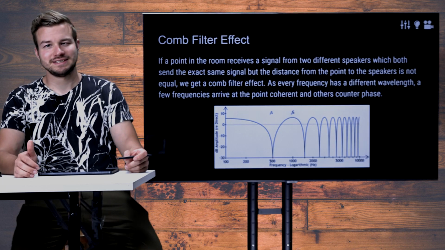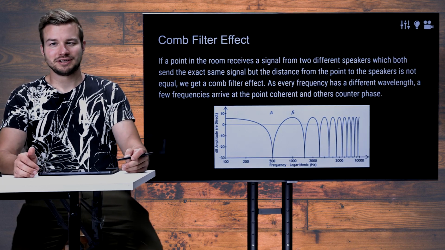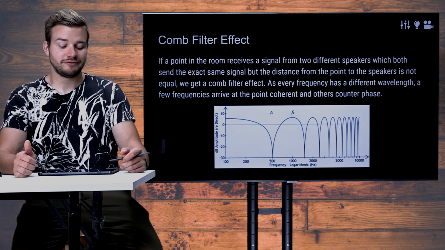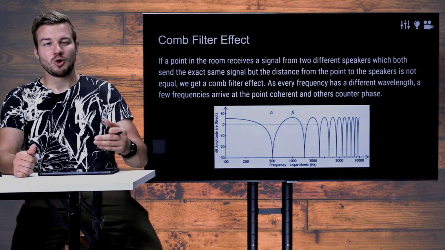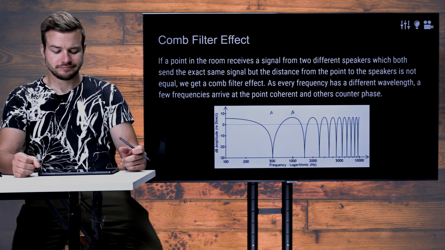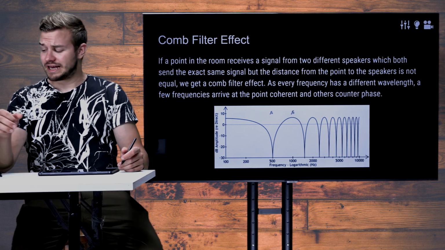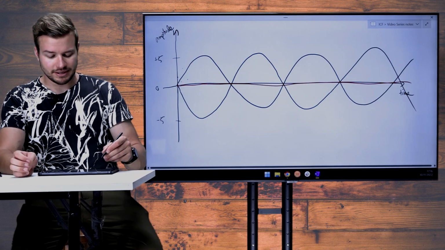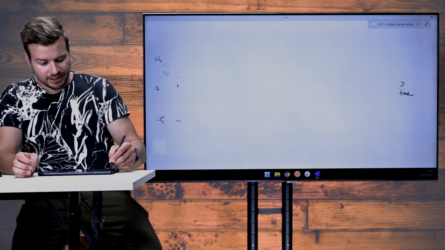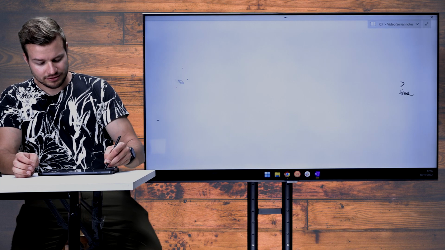Another very interesting effect I would like to explain at this point quickly is the comb filter effect. It's basically also a very special overlay of different sound waves, and it mostly happens when the speakers are not set up properly. So therefore I have to do another drawing.